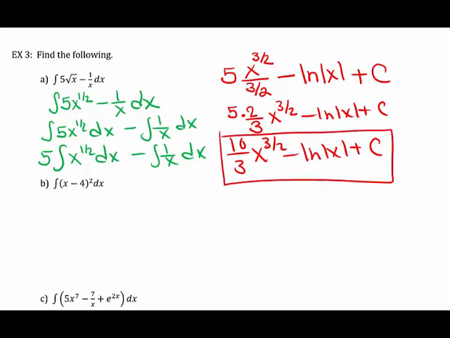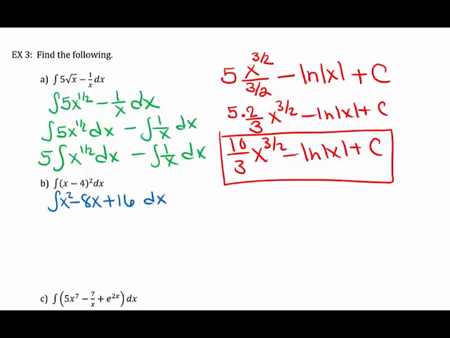All right, example B, we want to integrate x minus 4 squared. Now, there actually isn't a product rule or a quotient rule for antiderivatives. And so what I'm going to do to integrate this is I'm going to expand this, and then I'll have a sum and a difference, and I can integrate each piece of a sum and a difference separately. So x minus 4 times x minus 4 would be x squared minus 8x plus 16.